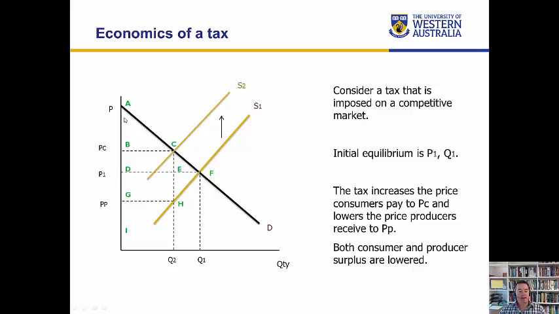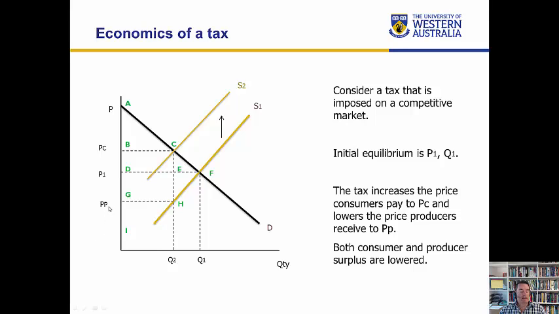So after the tax, consumer surplus actually falls to ABC. Producer surplus falls to GHI. So in determining producer surplus, we have to consider the price that producers, or the amount of money producers get to keep after they have collected the market price from consumers and handed over the tax revenue to the government, which is the price PP.